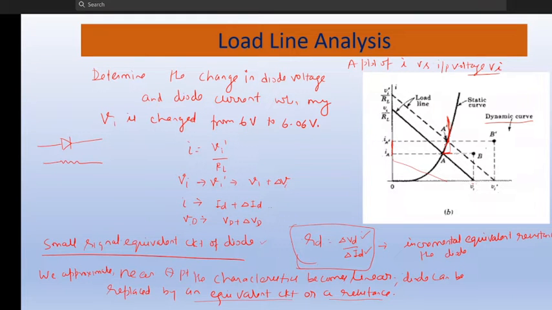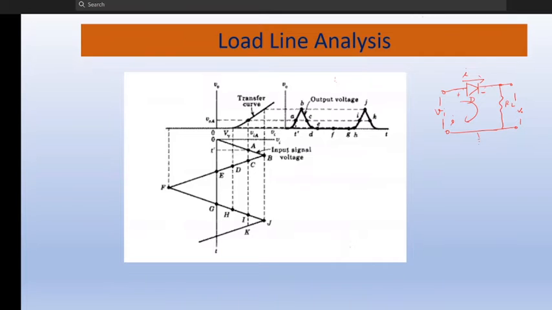We fix this Q point by providing biasing of the circuit. We will study these things later, so that the Q point shift should not be there and the Q point should remain stable. If the Q point remains stable, we will get the maximum faithful output without loss, right? So that is called the dynamic load line, or AC load line, and the same thing is depicted here also, for the same circuit. This is called a transfer curve.